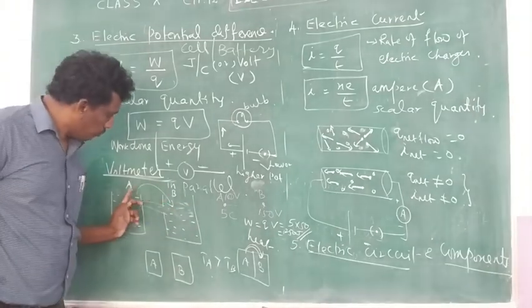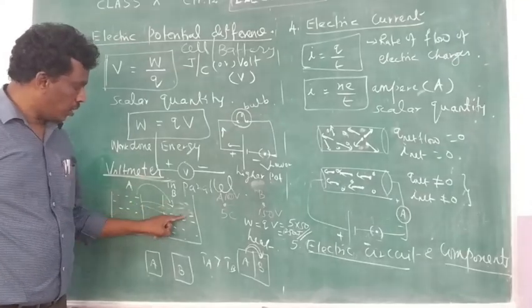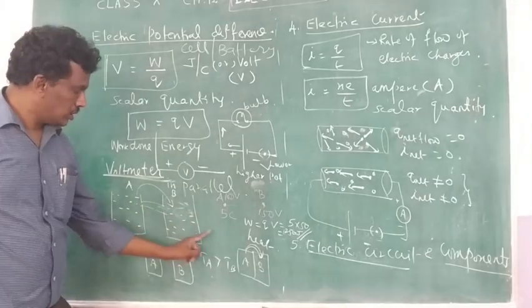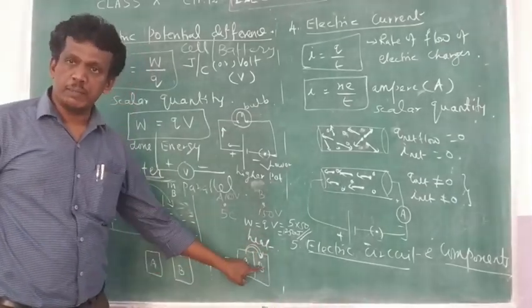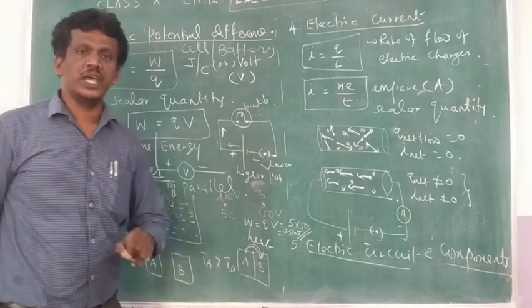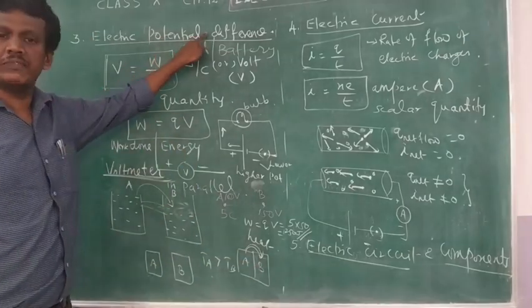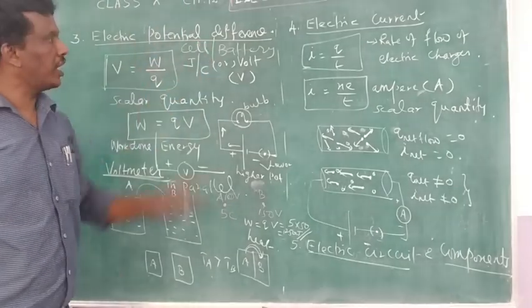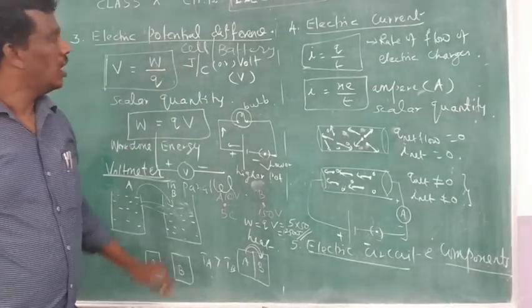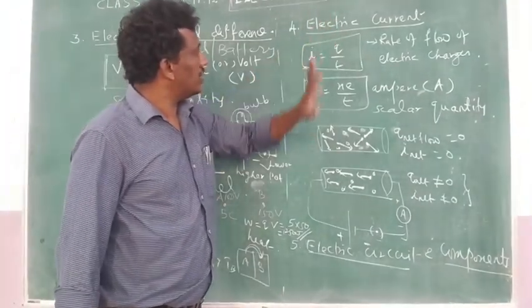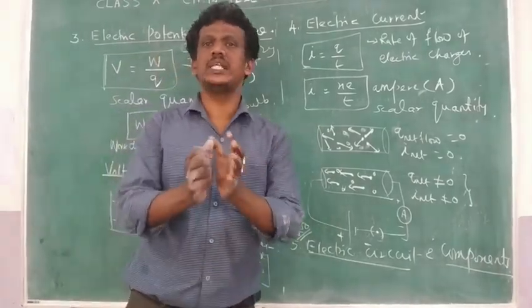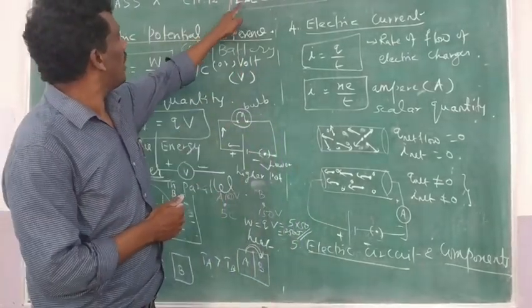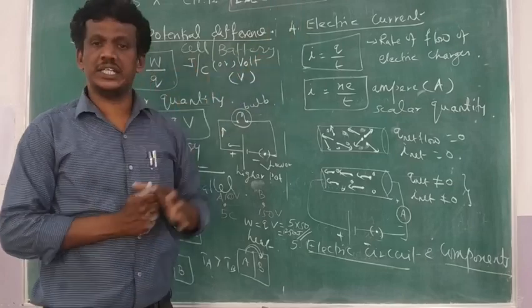Okay. So to flow a liquid we want a pressure difference. To flow heat we want a temperature difference. In the same way, we want a potential difference to flow electric charges. Let us go on to electric current. I think now this is the actual chapter. You know, when we talk about electricity, it is nothing but current electricity.